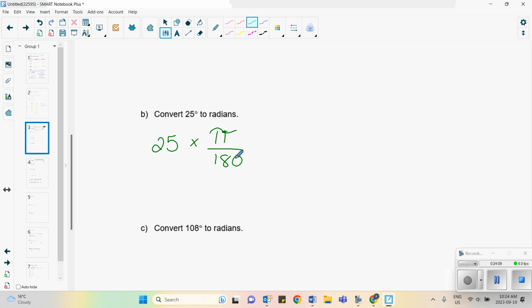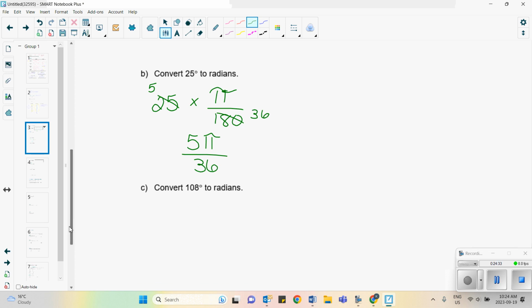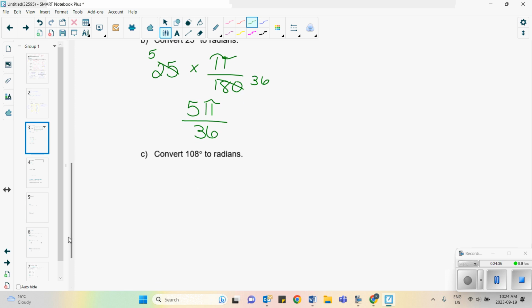Okay, how many times can I reduce this? 25 over 180? How many times does 25 go into 180? 25 doesn't go into 180. If you take, can I take 5 out? Yeah. So what do I get if I take 5 out? I got 5 here, and 36. So my answer is going to be 5 pi over 36. Did everybody get that okay?